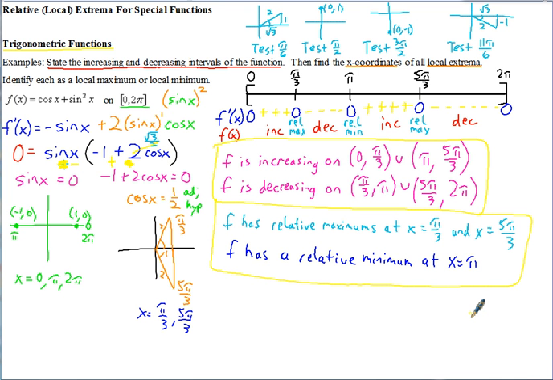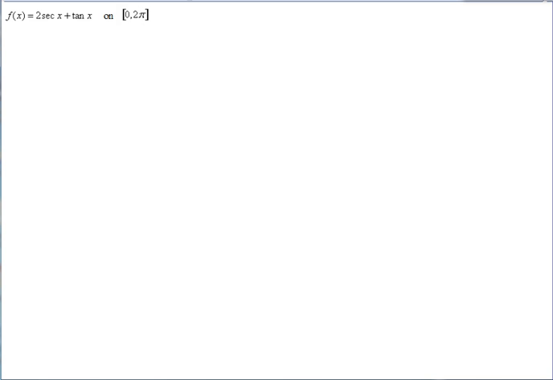Okay, let's take a look at one more example that's slightly more complicated in some ways than this one, but also deals with trig functions. So here we've got 2 secant of x plus tangent x, and again on the interval from 0 to 2 pi. So let's first find the critical numbers by taking the derivative.